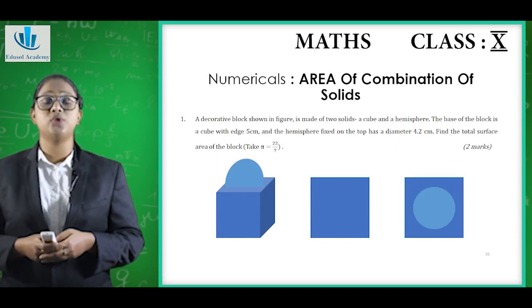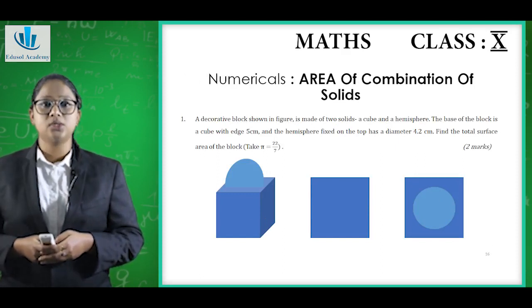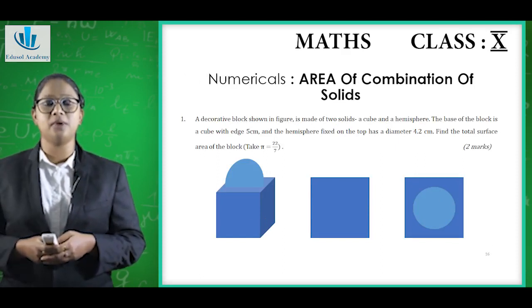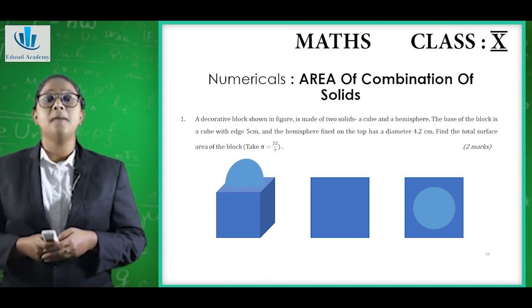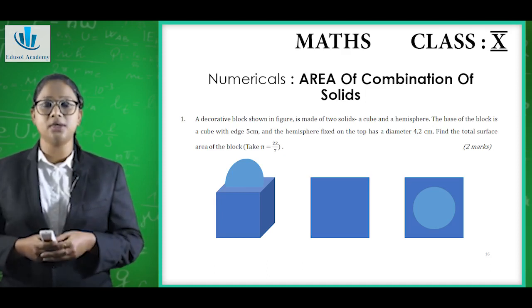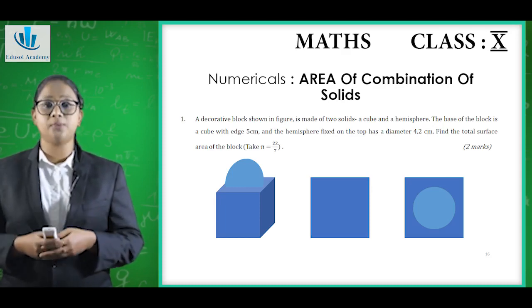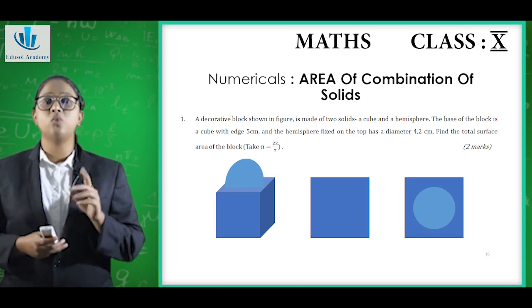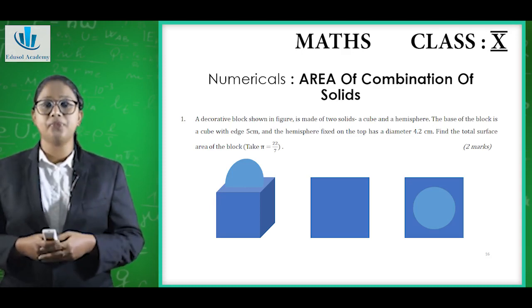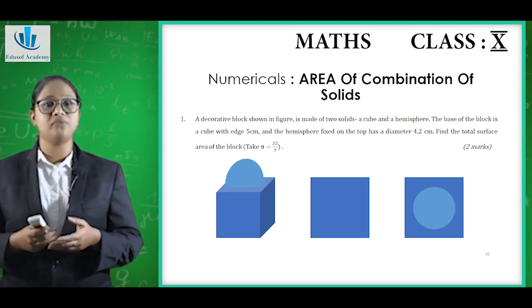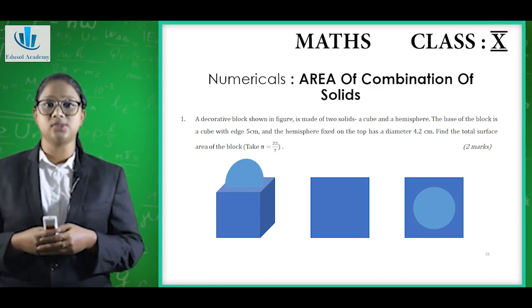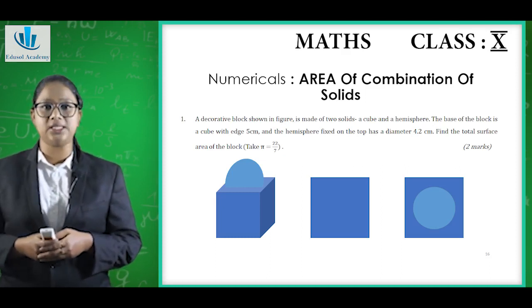Now we shall move to the numericals or the problems. There are many types of problems in this chapter. So the first type that we will be dealing with is area of combination of solids. In these type of numericals, more than one solid is combined together and the area or volume of these resulting solids will be asked to find.